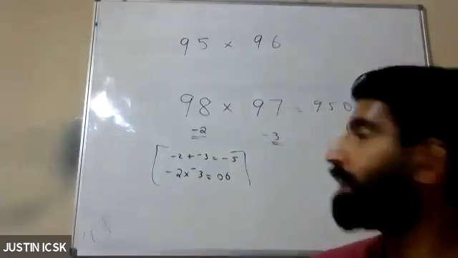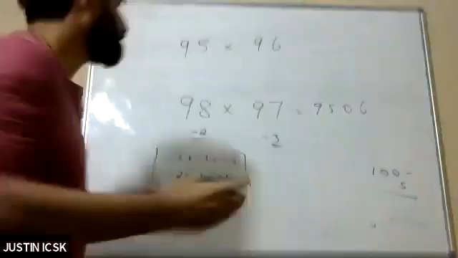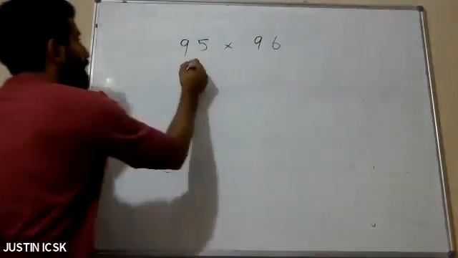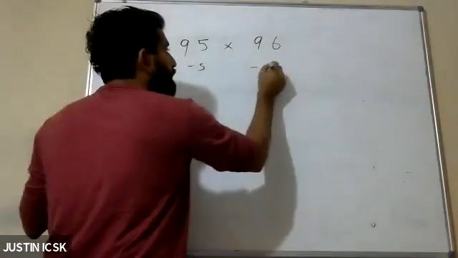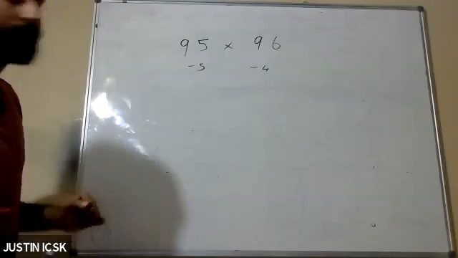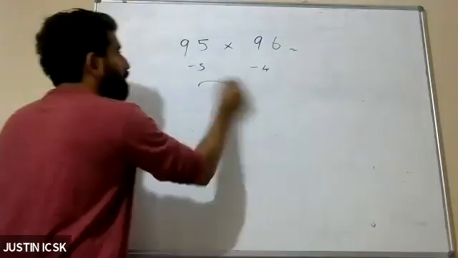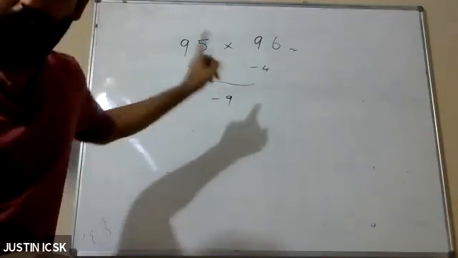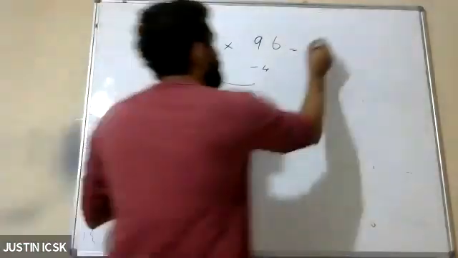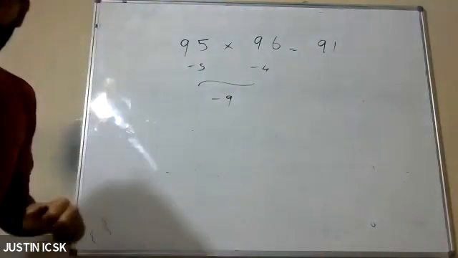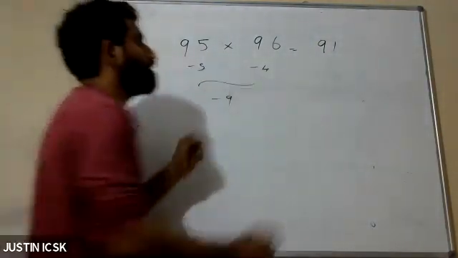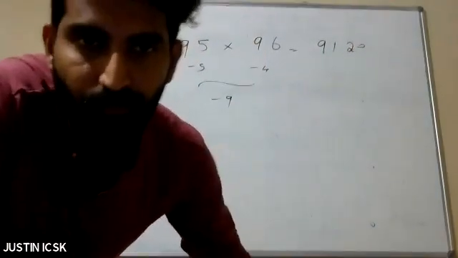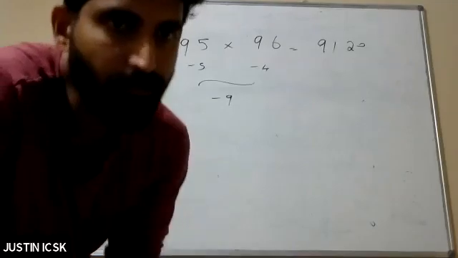Yeah, I hope all are getting the answer. Okay. Minus 5, minus 4. So I'm getting minus 9. 100 minus 9 is 91. Then 5 into 4 is 20. So 9120. Right? Okay.